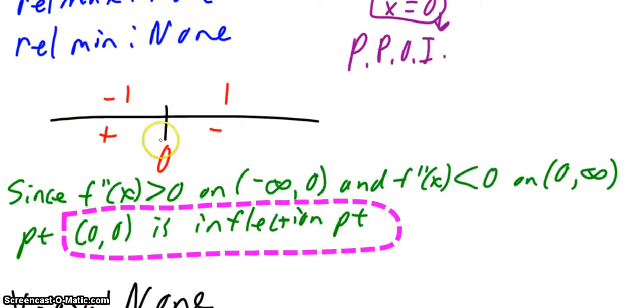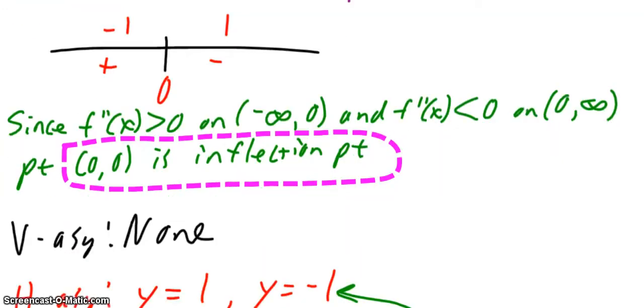So I do my concavity chart. I tried -1 and 1. I see there is a change in concavity. Therefore, I have an inflection point. So since f double prime of x is greater than 0 on negative infinity to 0, and f double prime of x is less than 0 on 0 to infinity, I know that the point (0, 0) is an inflection point.